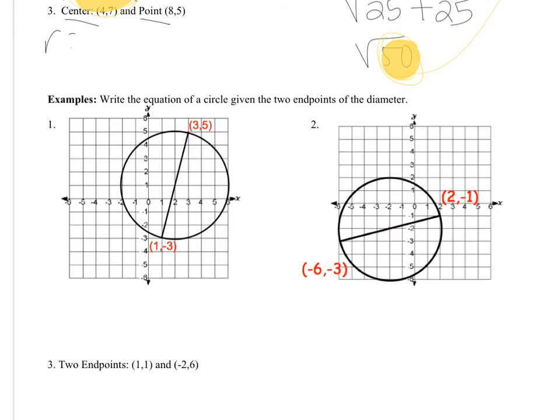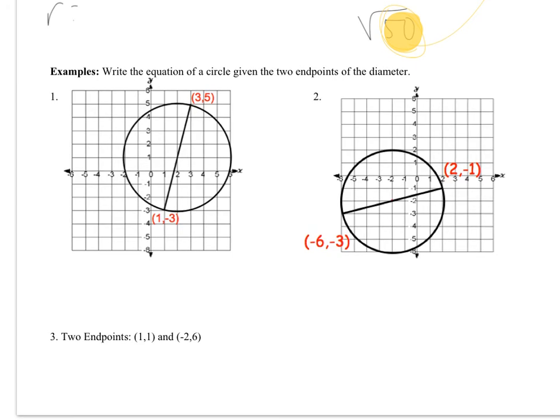Let's go down here. Write the equation of a circle given 2 endpoints of the diameter. So notice I'm given the diameter. So in order to find the equation of a circle, I need to know the center, and I need to know the radius.